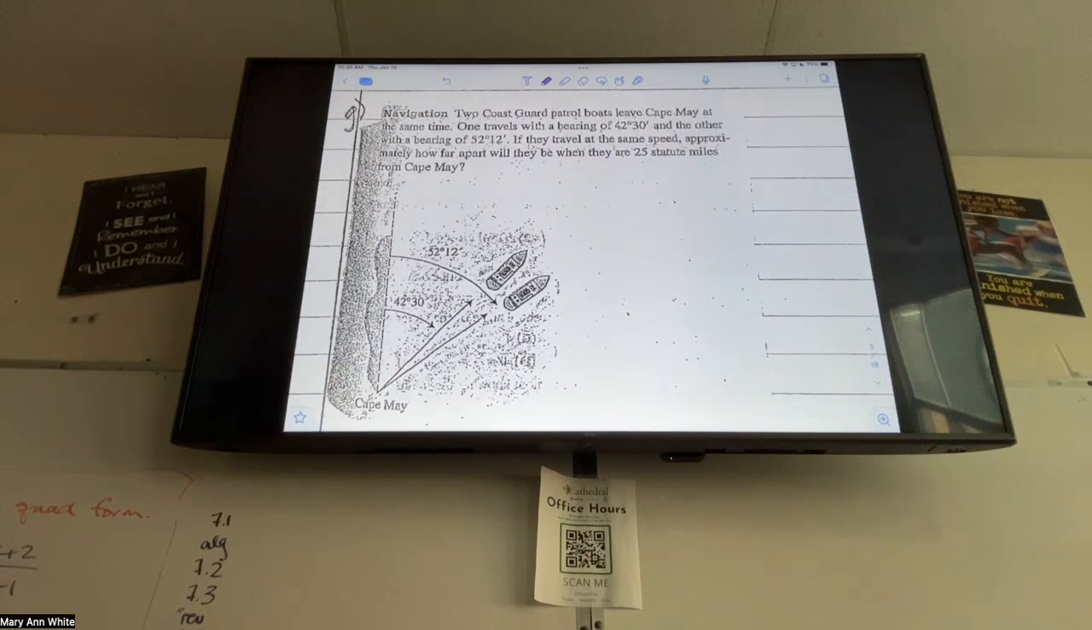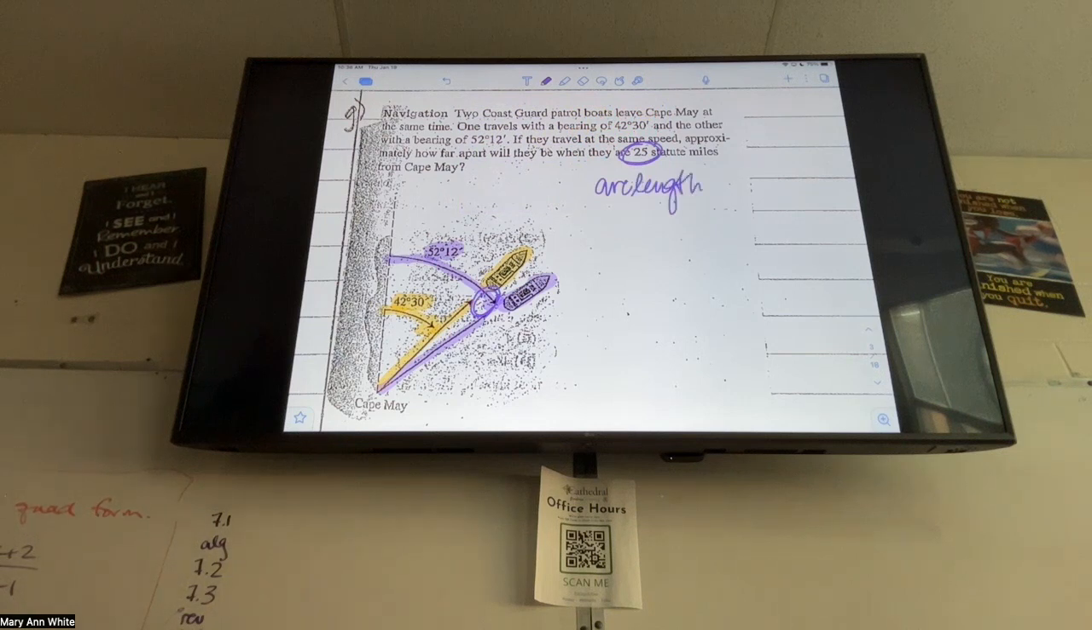All right, this problem we are navigating, we're kind of combining all the things we've done today, which is why I'm kind of fighting to get here. It's talking about two boats. One of the boats is traveling at a bearing of 42 degrees and 32 minutes. That's this boat right here. It left the Cape the exact same time this other boat that's traveling at a bearing of 52 degrees and 12 minutes left. And we want to know after 25 miles, how far apart they're going to be from each other. That's going to be an arc length because there's a curved line when we're doing those bearings. So we're looking at arc length.